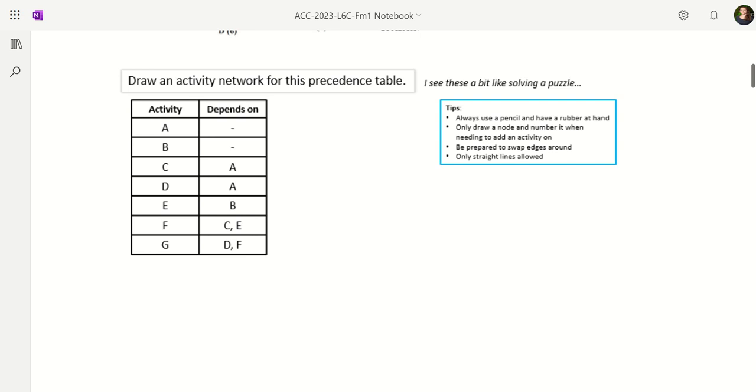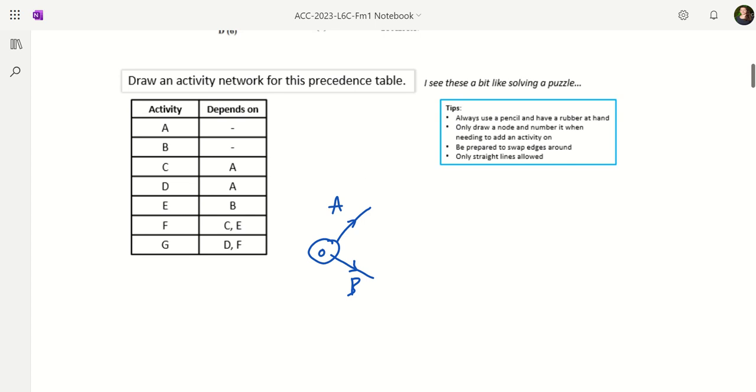So if I draw on my source node 0 over here, I can see my first two activities are going to be A and B. Now they have no dependencies, so they can just happen. They can just come straight from the source. Now I'm not going to draw on any numbers or nodes at this point until I add the next activity. So that's what this bit means. It means I've drawn the arcs, but I've not numbered them or added any nodes yet. I'm only going to do that when I add an activity on.